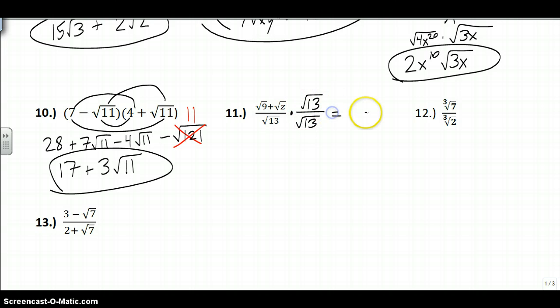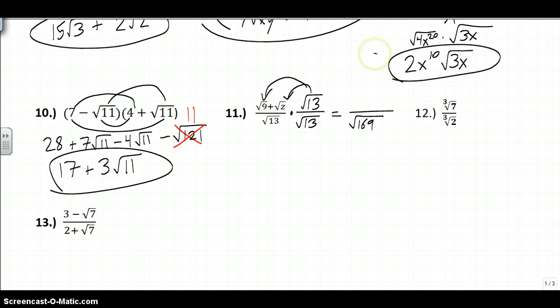That way the bottom becomes the square root of 169. And we can actually take the square root of that. And we'll get rid of any radicals in the denominator. That's the goal of this problem. Here you distribute. Make sure this goes to both places. Square root of 9 times the square root of 13.